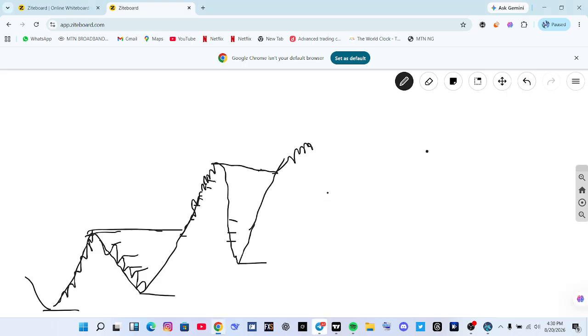Okay, so now we are still on structure, right? Structural bias. Now apply what I just explained, structure and bias. What we want to look out for today is how to get your direction using this structure, and then in line with both liquidity and key levels.